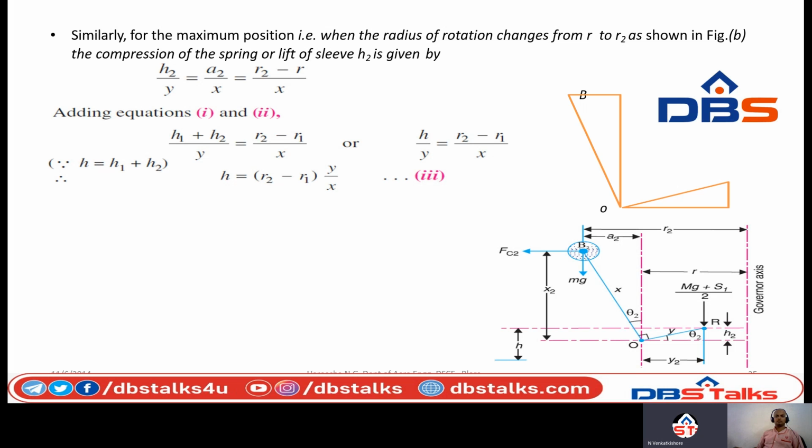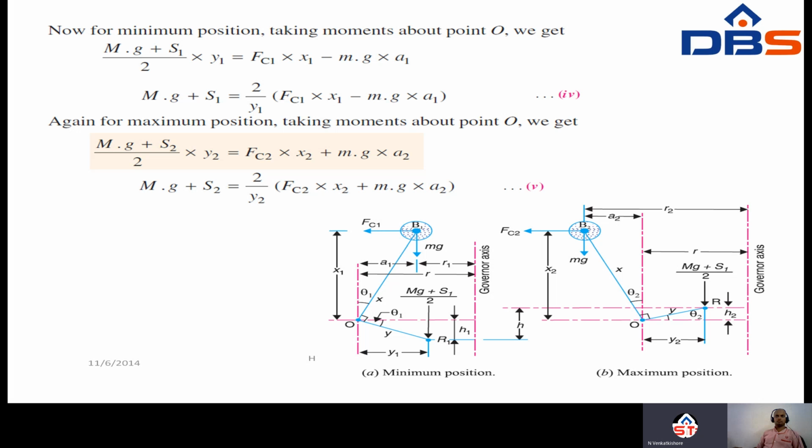So for the diagram of the minimum position, by taking moments about O, we get from the diagram that mg plus s1 by 2 into y1 is equal to fc1 into x1 minus mg into a1.